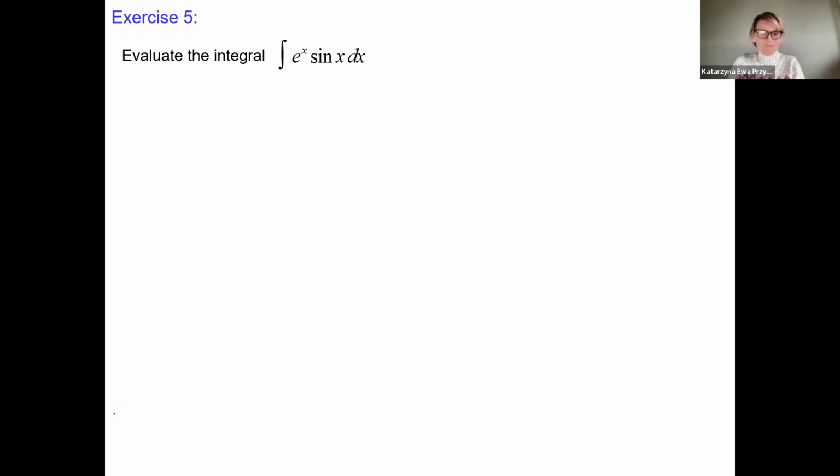e to the x times sine of x. We have a product, no problem at all. Can we just apply integration by parts? I think we can, because there's no tricky part with a quotient, no tricky part with not having a product. We will see what happens.